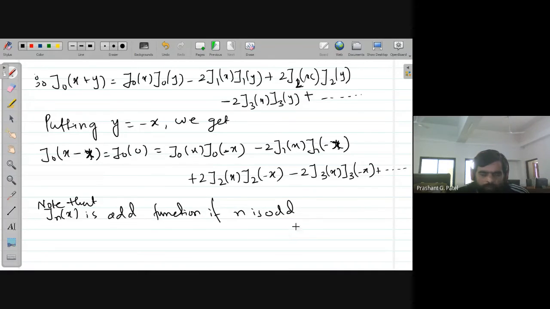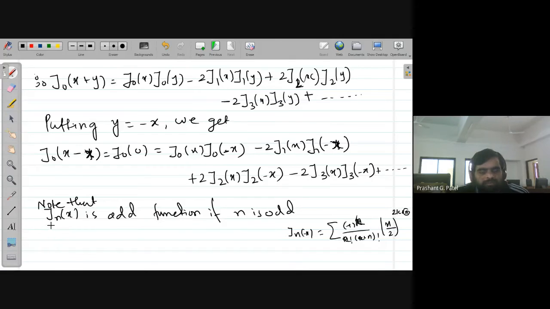Why? Because we know that Jnx is equal to the summation of (minus 1) raised to k upon k factorial into (k plus n) factorial into (x by 2) power 2k plus n. Now if this n is odd, then this is an odd power of x. So if I replace x by minus x, then the minus sign will come out.